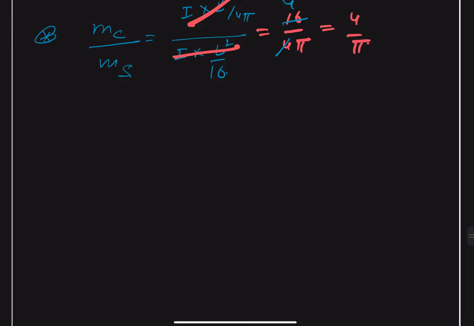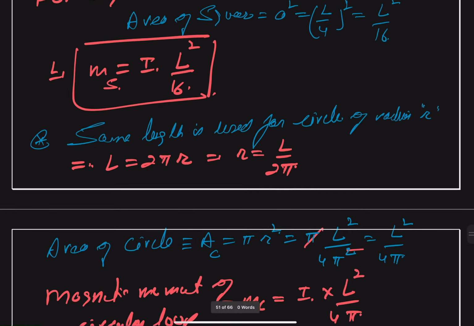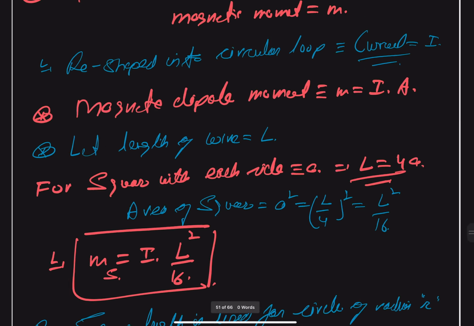Therefore, moment of inertia for circle will be equal to M_s multiplied by 4 pi. And for the sake of simplicity, we can represent this M_s by M. So we can say I_circle is equal to 4 pi multiplied by M. So the option that is the correct one is 4M by pi. So option number A is correct.